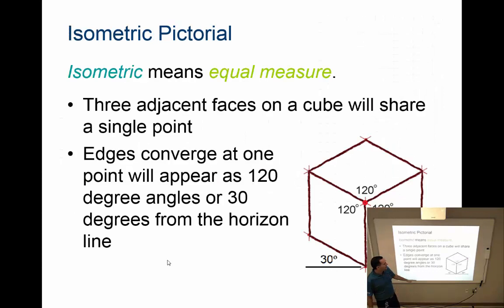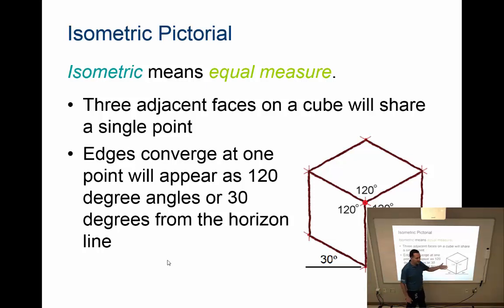All right, the next type that we're going to talk about is isometric. Isometric we're going to use most often in this class. A lot of times when we do the drawings to represent something, we do an isometric pictorial. The term isometric means equal measure. And we see that when I look at a drawing that all the angles here are exactly the same or equal measurements.